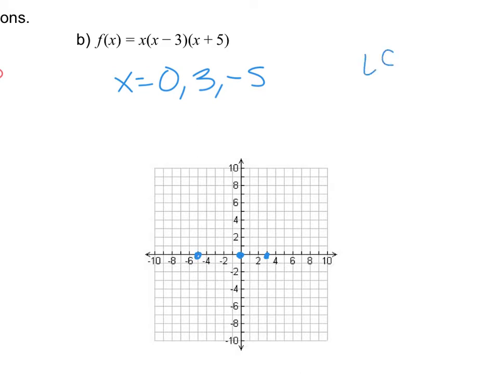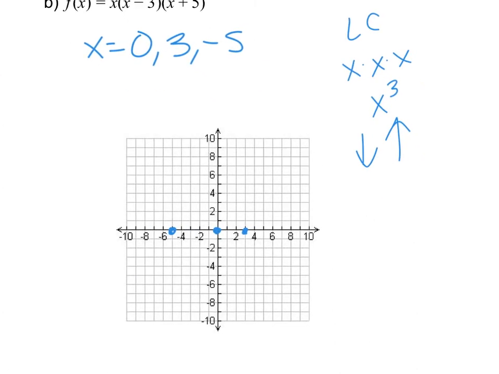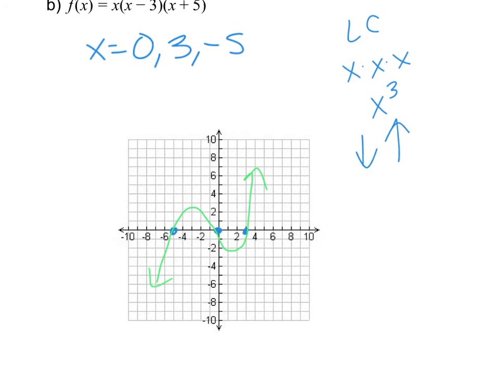Okay, the leading coefficient with this one would be x times x times x, which again is x cubed. So it starts down and then finishes up. So let's graph this, and it's similar to the last one, like that.